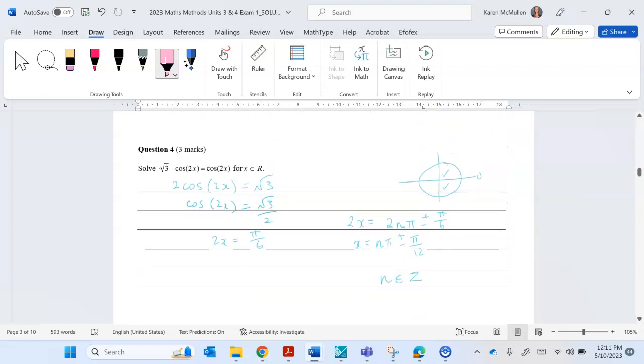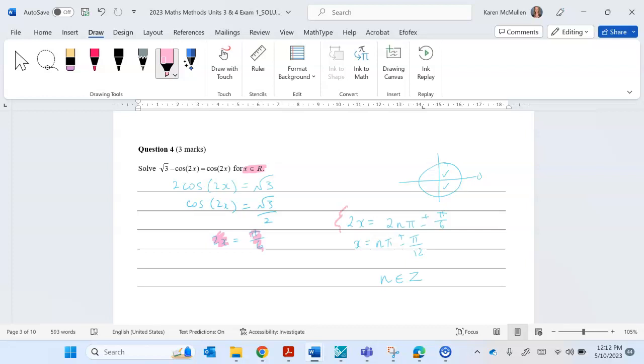All right, question 4. So here we've got a general solution. So again, needing to know your exact values. So for this one, we're solving for all real values. Okay, so it means that we have infinite solutions, so we need the general solution. So solving for 2x, so 2x equals pi on 6, so getting that from your exact values, and then just substituting that into your general solution, which is here.